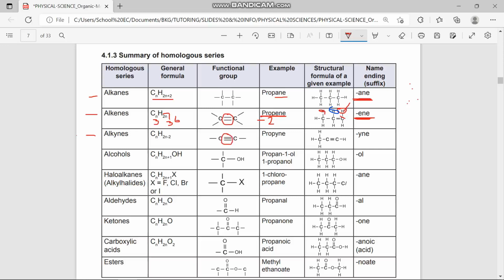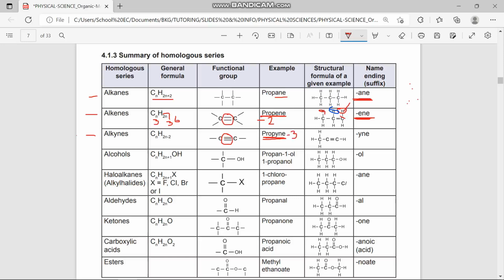The functional group: each and every compound in this homologous series is going to have a triple bond between two C atoms. That shows us the functional group of alkynes. An example of a compound is propyne. We have three C atoms.